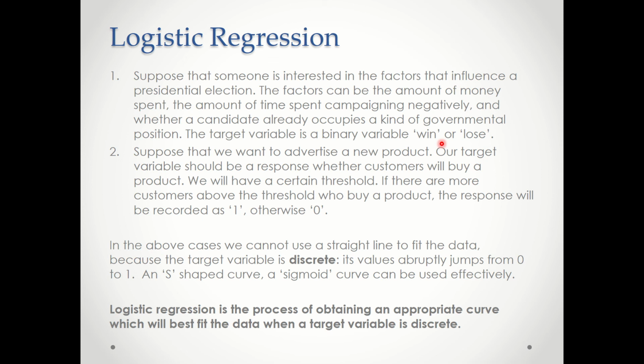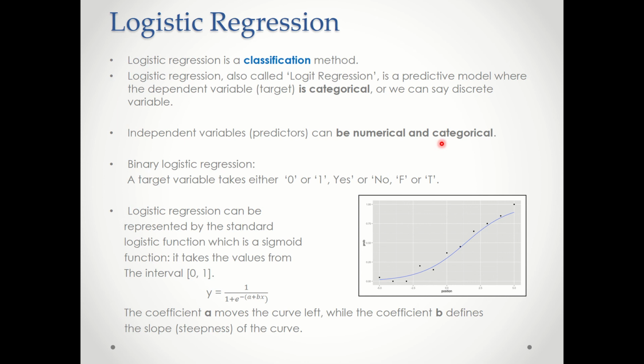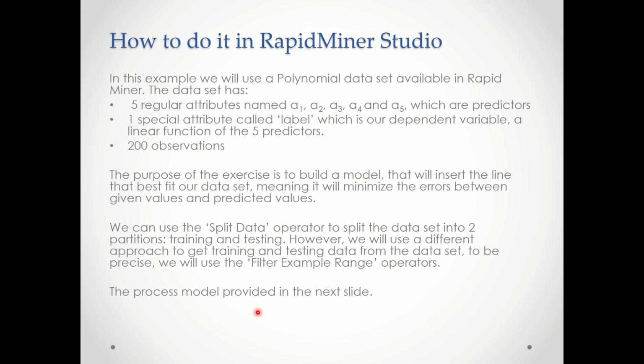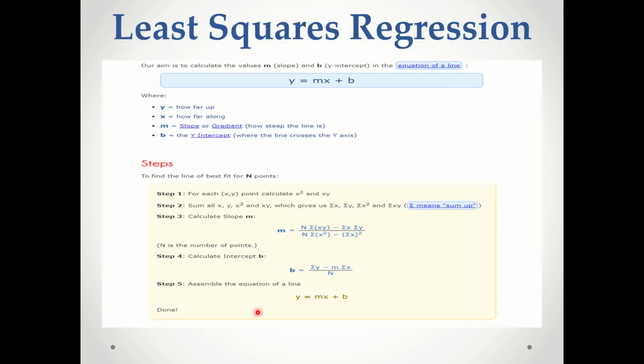So logistic regression is the process of obtaining an appropriate curve which will best fit the data when the target variable is discrete. It's a classification method again, also called logit regression, and it's used for categorical targets. Your target variable is categorical, and the independent variables, the predictors or attributes, can be both numerical or categorical. Your final result could be yes or no, true or false, or 0 or 1. Okay, this is the formula which you have to use. So that's all for the time being, and I hope you understood what linear regression and logistic regression are.